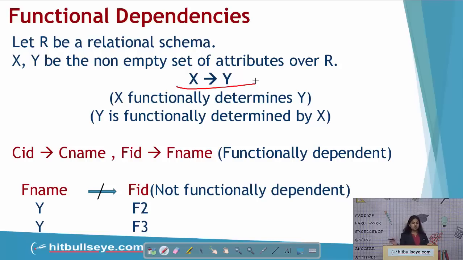If I talk about a course ID or course name, yes, they are functionally dependent. Course ID functionally determines course name. FID functionally determines F name. Okay, but vice versa, F name to FID, this does not hold true in any sense because there can be multiple instances of the same name in a database.